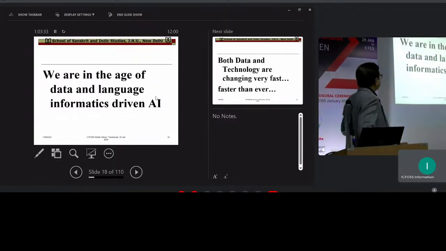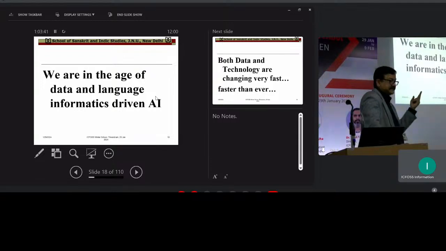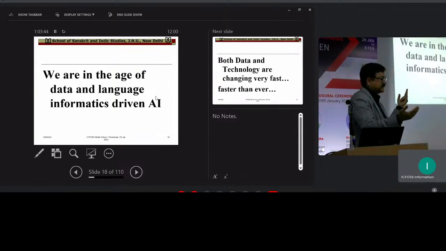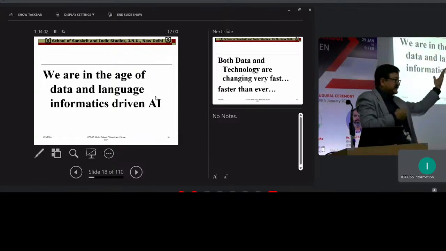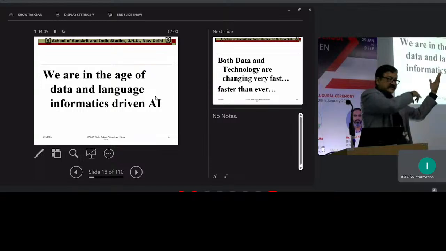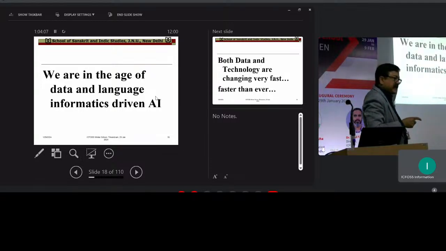And today, we are in the age of data and language informatics driven AI. Language informatics and data drive AI, right? And AI cannot be done without these things. Language is very complex, so language informatics matters. If you build a large language model, what happens? You train on large data sets. Then you plug in an interface, you plug in different language informatics tools with that LLM, so that it understands your query and responds.